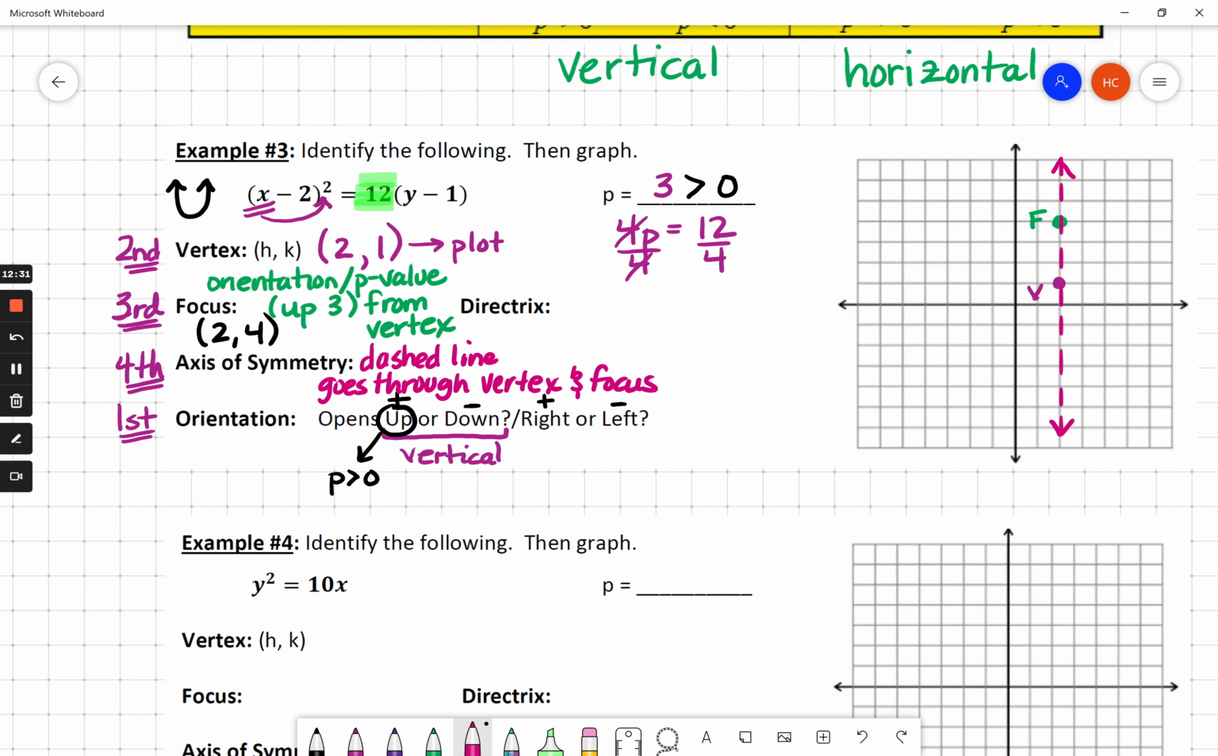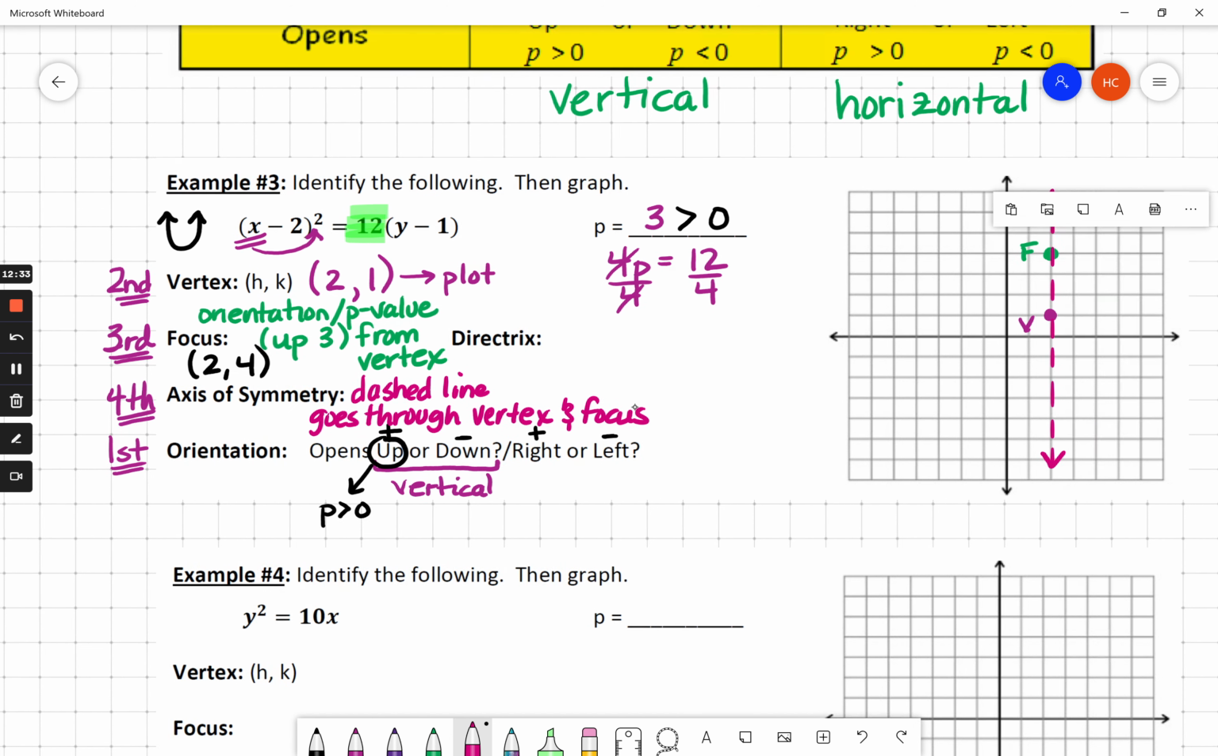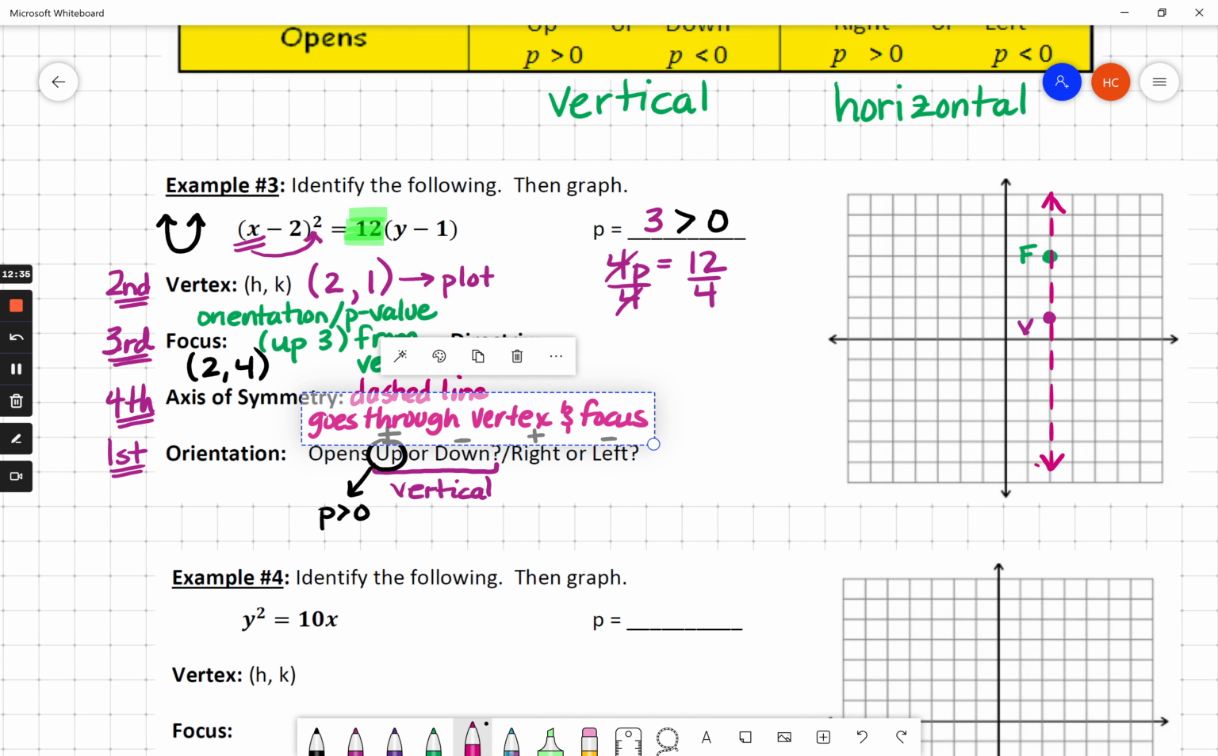So this is your axis of symmetry, and I'm going to label it AOS over here, just to remind you that that's our axis of symmetry equation. Now, how do you identify in equation form what the axis of symmetry is? Well, notice the axis of symmetry here goes through our x-axis at what value? At 2. So I'm going to say x equals 2 is my axis of symmetry. You will always give it to me in equation form.